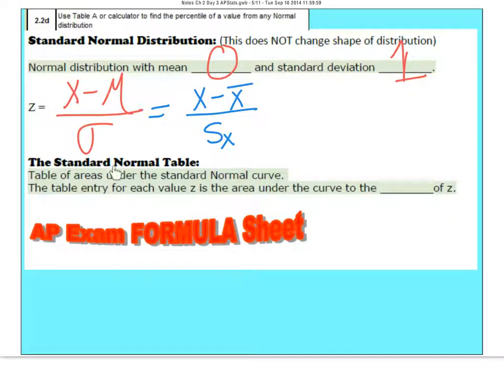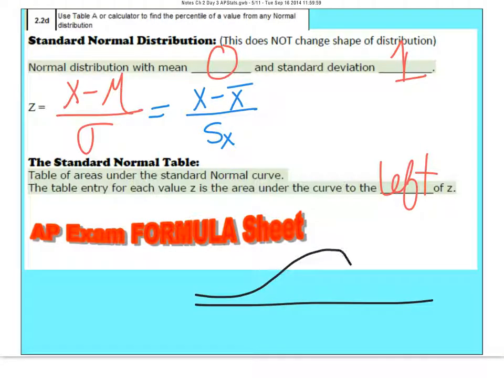Now, the standard normal table is a table that you are given on the actual AP exam. It's part of your formula sheet, and it's also in the back of your note packet. So if you turn and look at the back of it, you should find it. It's a table of areas under the normal curve. The table entry for each z is the area under the curve to the left of the z. So it's important that if you use the table, you read it properly.